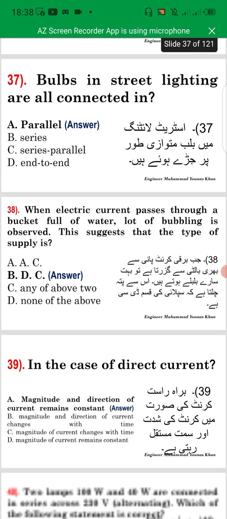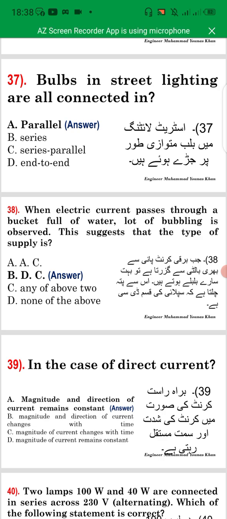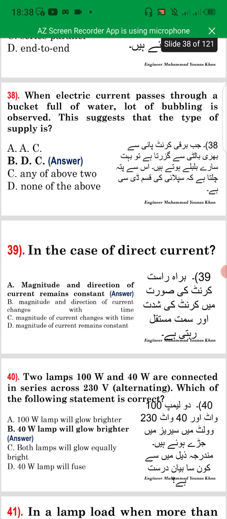Question number 38. When electric current passes through a bucket full of water, a lot of bubbling is observed. This suggests that the type of supply is AC, DC, any of the above, none of the above. So the correct answer is DC.